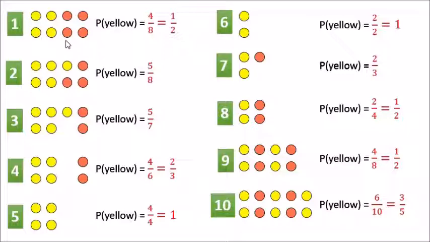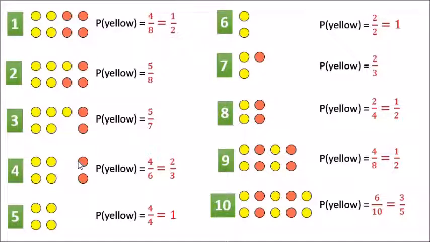So, for the first question, we have 4 yellows out of 8 altogether, 4/8. For the second question, we have 5 yellows out of 8 altogether, so 5/8. Here, we've taken away 1 red counter and not changed it to yellow, so we still have 5 yellow counters, but this time we have 7 counters altogether, so 5/7.